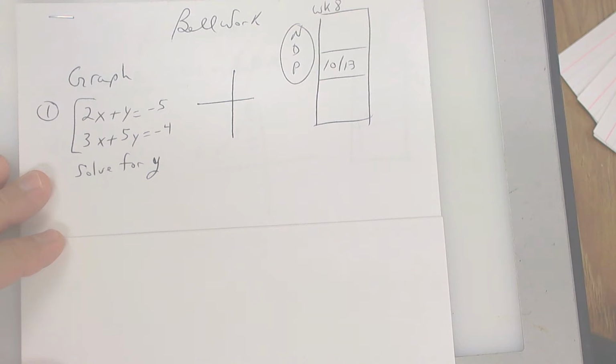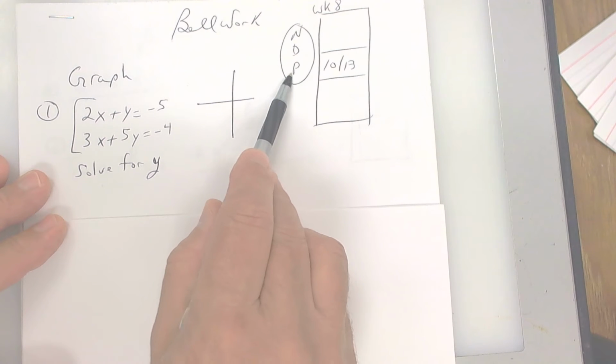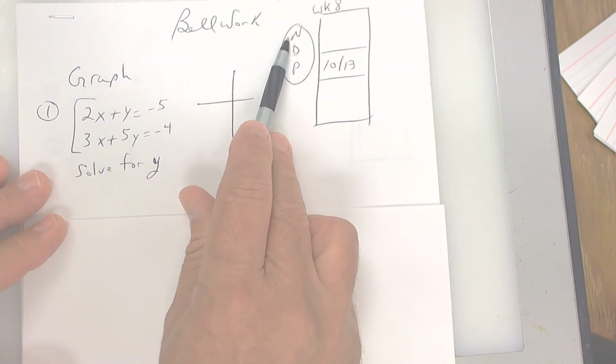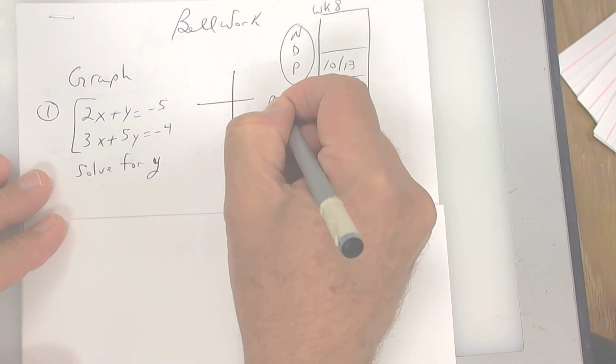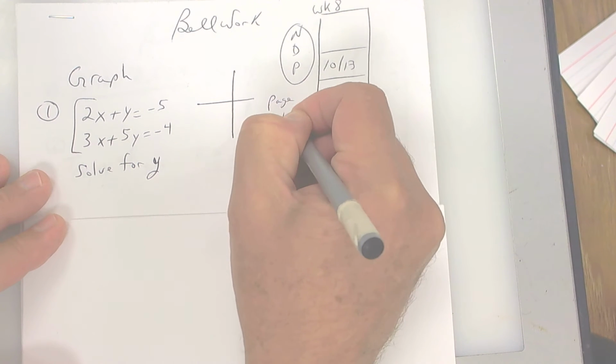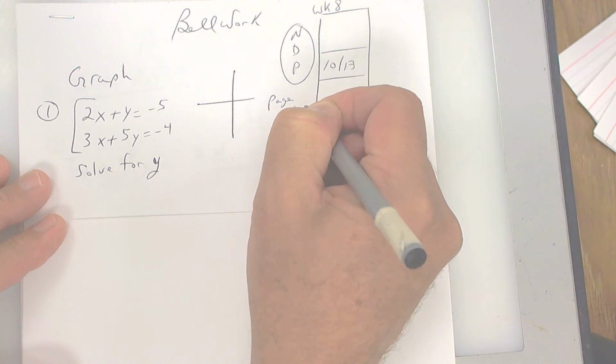Also, when you submit work to me, if you do it via email, make sure you put your period, name, date, and make sure you put the page and the numbers. Page and numbers. I need to know what I'm looking at, okay?